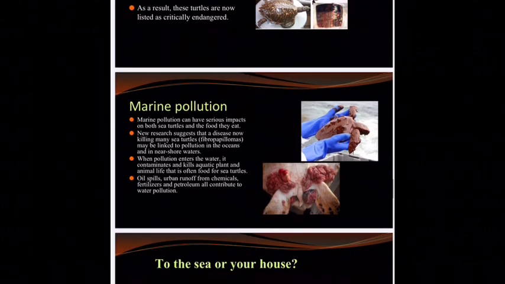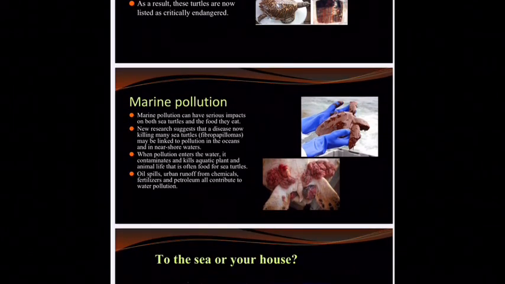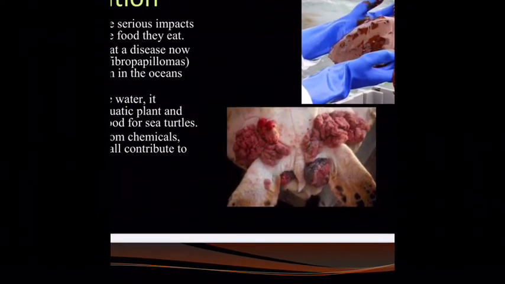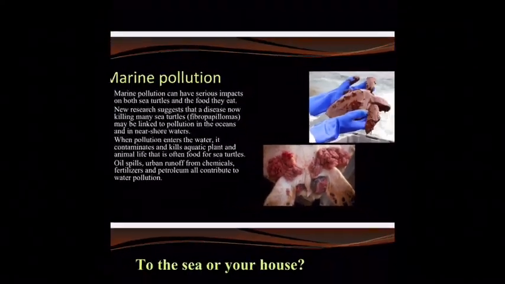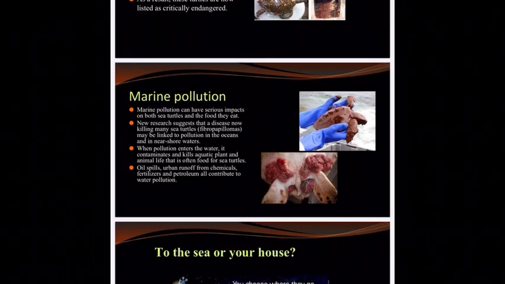Marine pollution has also been one of the things that has really hurt our sea turtles. New research suggests that the new disease that is hurting our sea turtles is from our pollution, and those tumors can take over their whole body. So oil spills, urban runoff from chemical fertilizers, and our petroleum all contribute to water pollution.